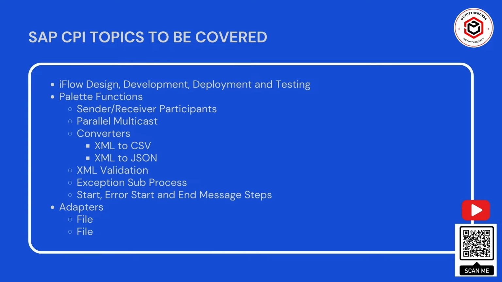In this demonstration, we'll try to cover the below topics. We will try to design, develop, deploy and test an end-to-end integration flow, and we'll cover palette functions like sender and receiver participants, parallel multicast, and converters like XML to JSON and XML to CSV. We will use XML validation, implement an exception subprocess, and finally use start, error start, and end message steps. From the adapter's perspective, we will use the file adapter on both the sender side and the receiver side.